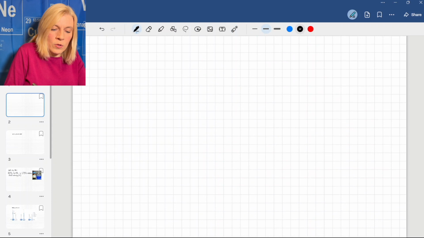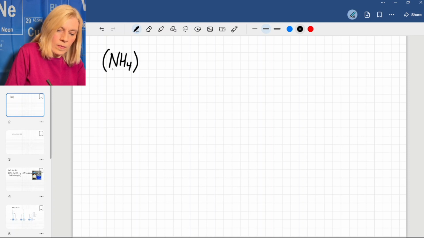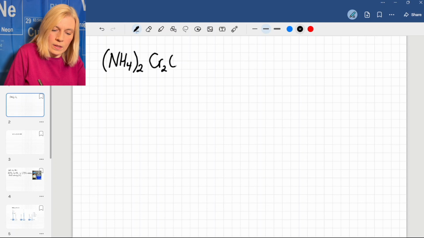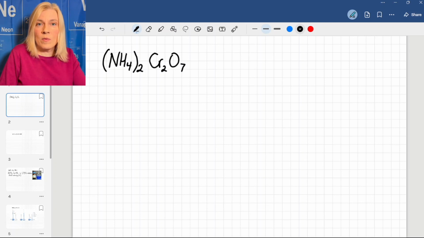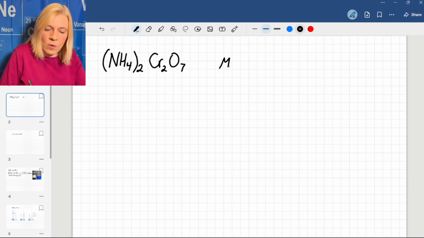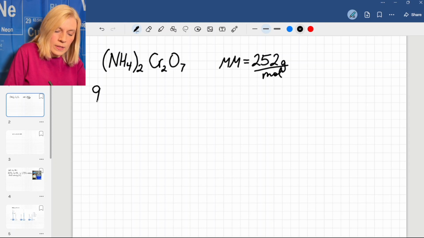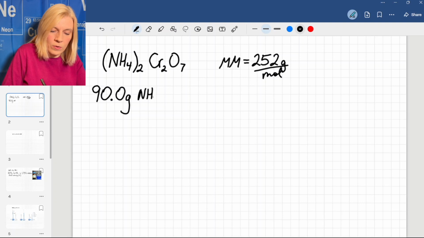Ammonium dichromate, molar mass of it. Do you remember how to do molar mass? I'm going to look at the periodic table at the molar masses. So the molar mass of this is 252 grams per mole. And if I have 90 grams of ammonium dichromate.